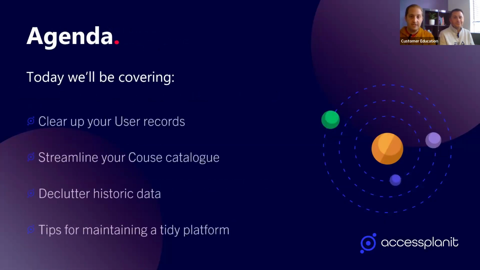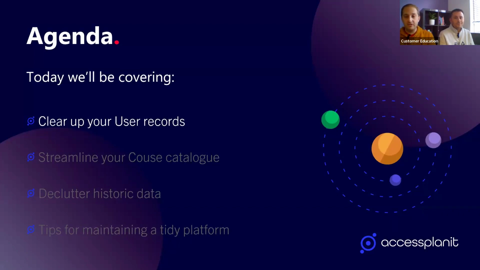We'll have a run through today's agenda then. In today's session, we will be going through clearing up your user records, learning how to merge duplicate users, anonymizing your old records, and keeping your data accurate and compliant. We'll then look at streamlining your course catalog, so how you can archive outdated course templates, keeping your training offering relevant and easy to manage. We'll then look at decluttering historic data, and see how to identify and remove information that you no longer need in your platform, making sure your platform stays lean and efficient.